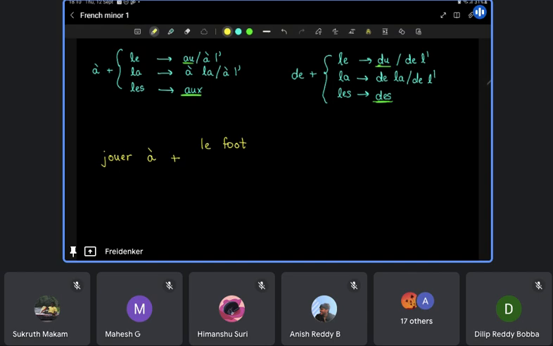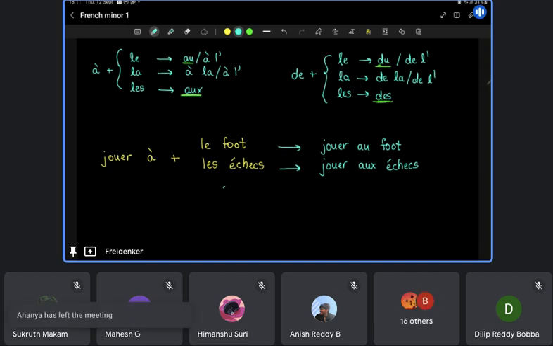Some video games, not video games, I'll just write chess here. So how will this convert? This will become jouer au foot because the à and the le will combine. You have to conjugate this depending on the pronoun, and these two will fuse here, à and les. It will give you jouer aux. Chess doesn't have a ball, but it is a game, so you can use it.